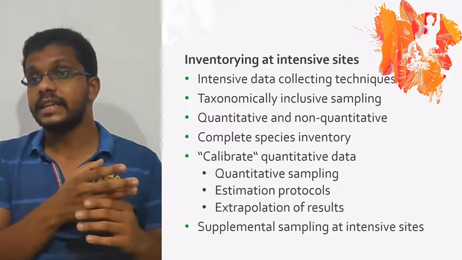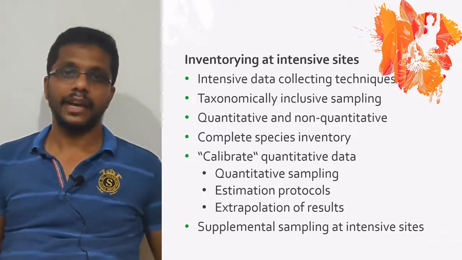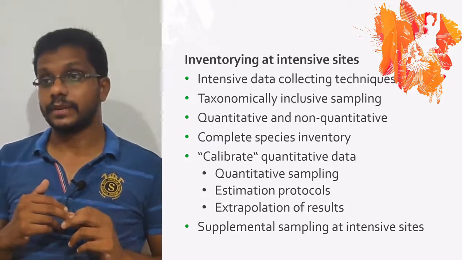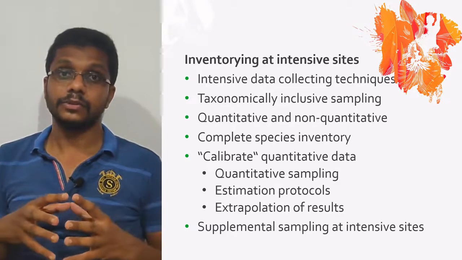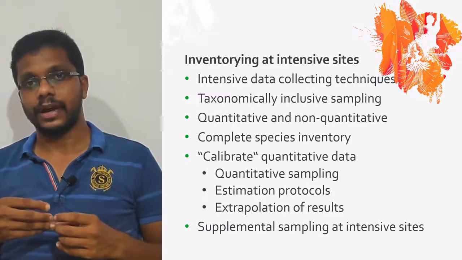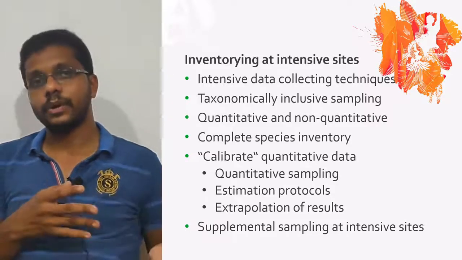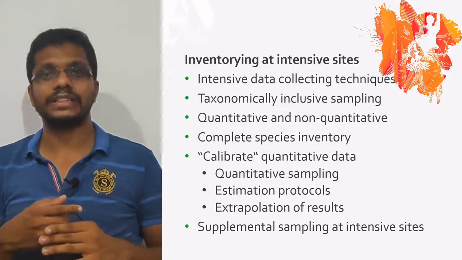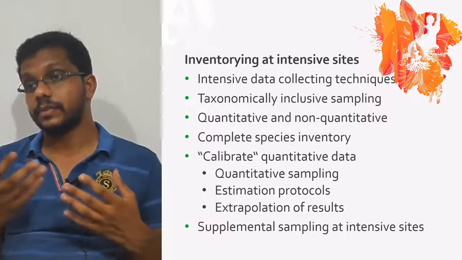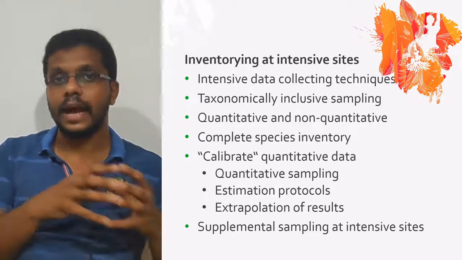In an intensive site, we go for intensive data collection techniques. We want to capture every possible biodiversity data, and the sampling methods should be taxonomically inclusive for everyone. The identification of large plants and animals is easy, but identifying all the insects will be a bit of a challenge. Identifying all types of microorganisms is also challenging. So the sampling techniques will be inclusive, and the data will be collected both quantitatively and qualitatively.